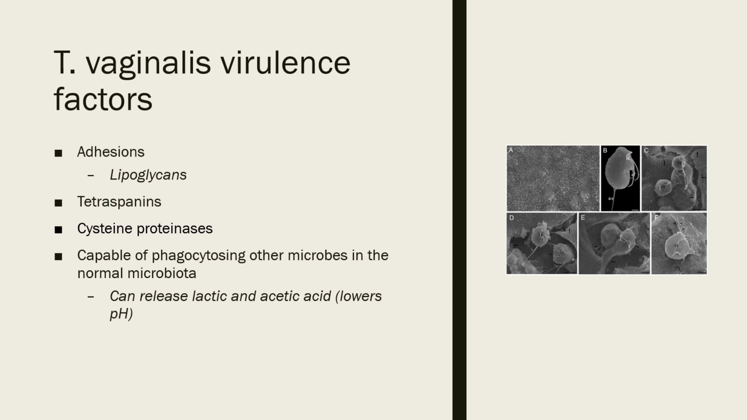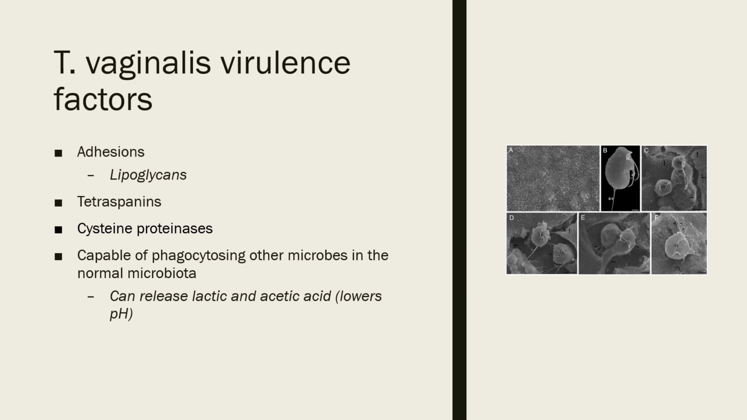So now for the T. vaginalis virulence factors. So we have adhesions, specifically lipoglycans, that play a role in the adhesion of the parasite to the host cells, but they can also modulate the host immune response. And some other adhesions are adhesion protein 65 and P270. These also will help with the attachment of the parasite to the host epithelial cells. We have tetraspanins, which I'll talk a little bit more about in the pathogenesis.